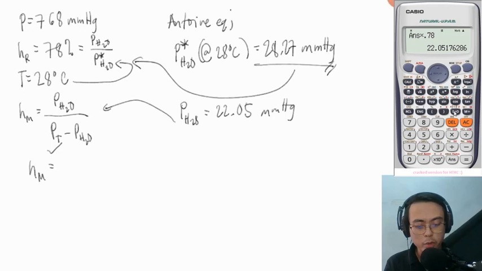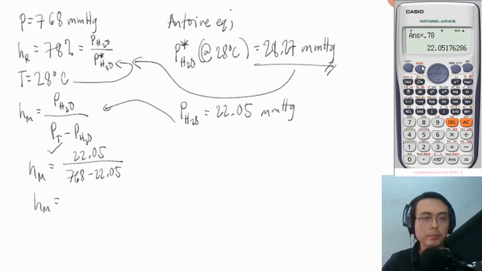We can now use this to get our molar humidity. That's 22.05 over 768 minus 22.05. And then I will tell you what's the unit of molar humidity. 768 minus 22.05. Okay, that's 0.0296. Okay, let's do 3 significant figures.